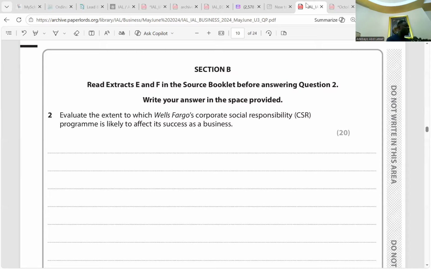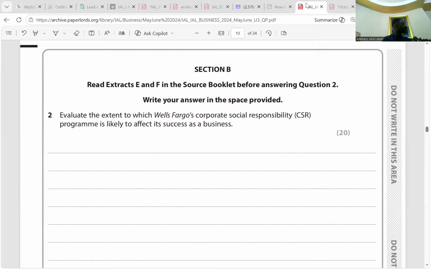People are conscious about the environment nowadays, yes or no? And the fact that Wells Fargo received awards for its environmental impact may attract potential customers and retain existing customers, even existing loyal customers. Yes or no?